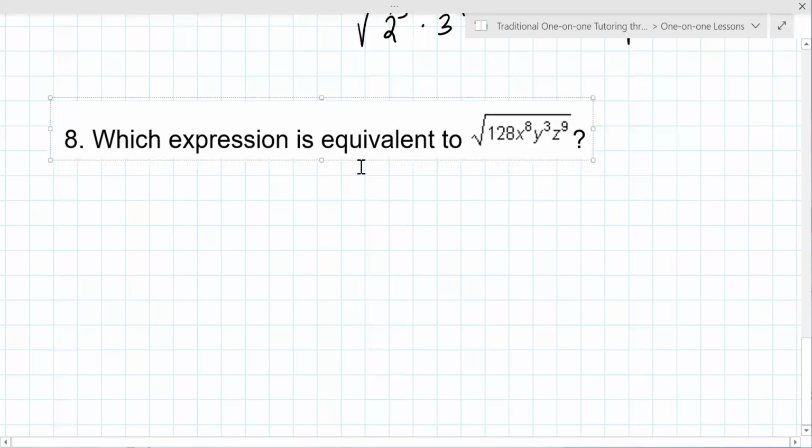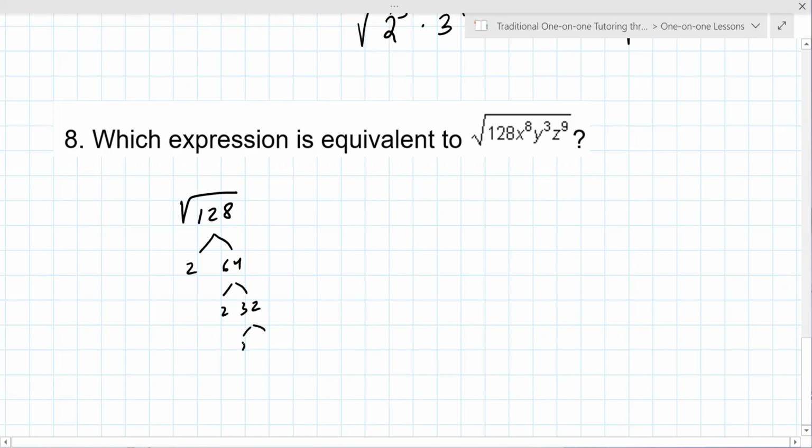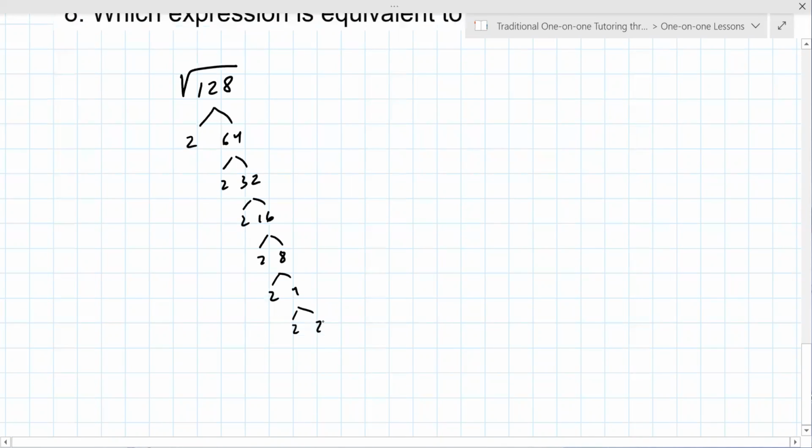Believe it or not, we're going to break this apart, and there are some things that are not all that difficult about doing this. The first thing we're doing is figuring out the square root of 128. You do the same thing you've been doing: 2 times 64, 2 times 32, 2 times 16, 2 times 8, 2 times 4, and then 2 times 2. Now you might be able to stop at some point and do it faster, but this recipe I'm showing you always works.